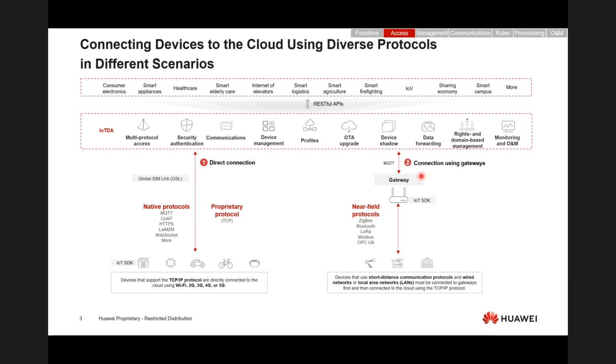And another scenario is connection using a gateway. As you can see here, these devices do not have so many resources, they only have near-field protocols like ZigBee, LoRa, Bluetooth, Modbus, things like that. So they cannot access a public IP, right? So they need a gateway. The gateway can connect to the cloud, maybe using MQTT, and then the gateway connects the devices. So that is a connection using a gateway.